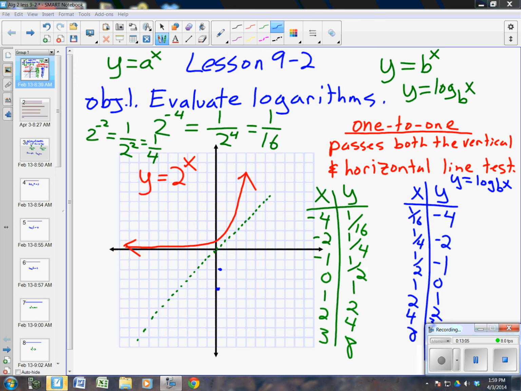What's the next one? 1/2 comma -1. 1, 0. 2, 1. We're going to skip up to 4, 3. 1, 2, 3, 4. Wait. 4, 2. Sorry. I was thinking that looked pretty off. And then 8, 3. So coming out to 8, 3. And so what we have is this function going up like this.